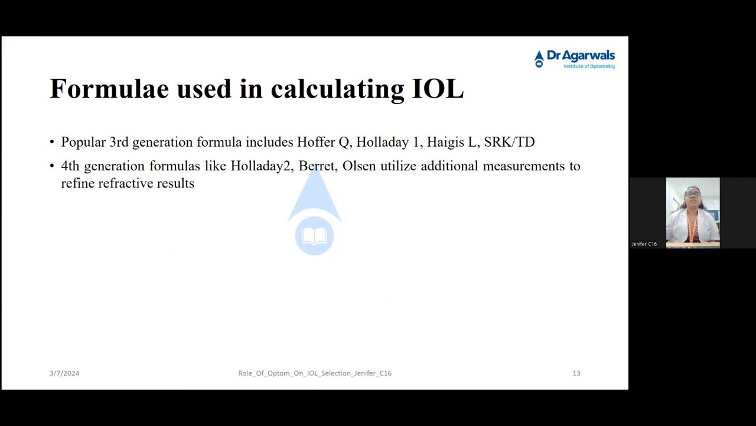Formulas used in calculating IOL. Popular third generation formulas include Hoffer Q, Holladay 1 and Haigis, SRK/T. Fourth generation formulas like Holladay 2, Barrett and Olsen utilize additional measurements to refine refractive results.